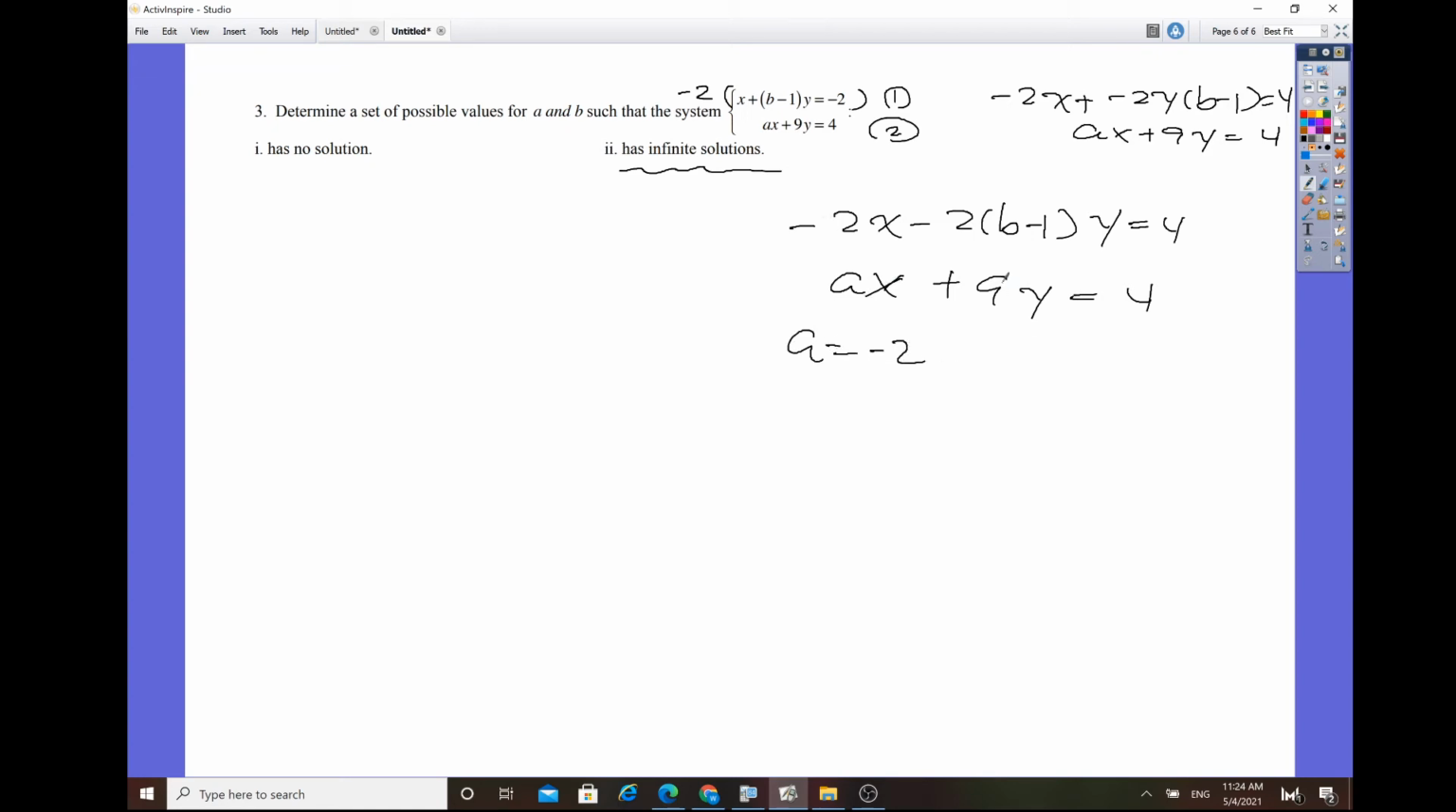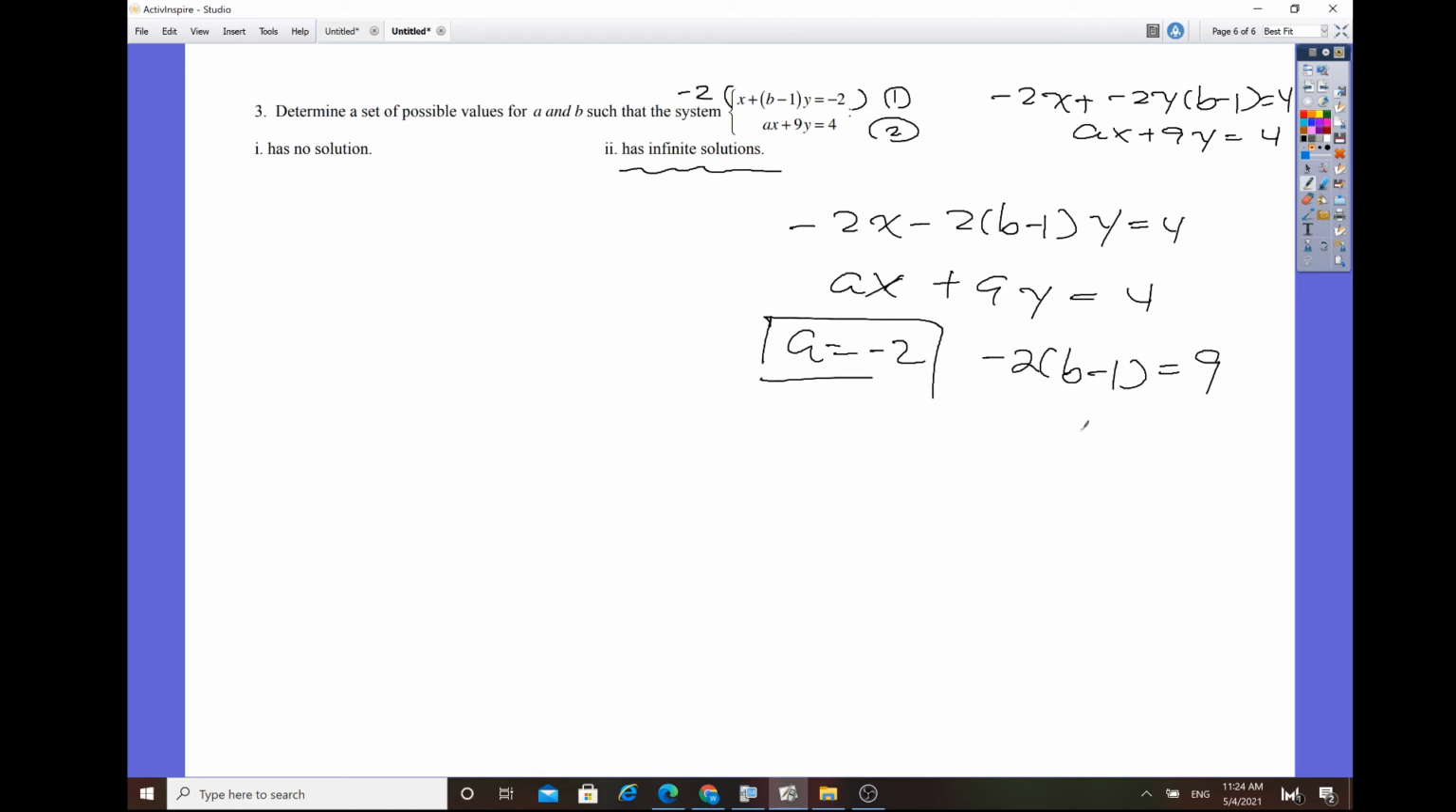And then over here, negative 2 times the quantity of b minus 1 equals 9, in order to have the exact same equation. So solve for a. We did it already. Compare and contrast: a equals -2.